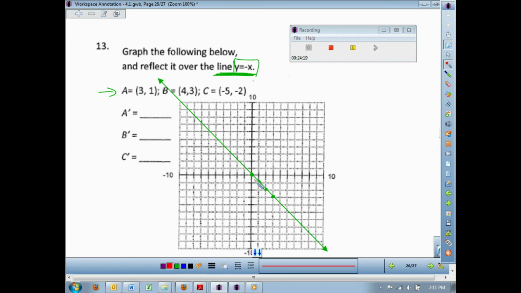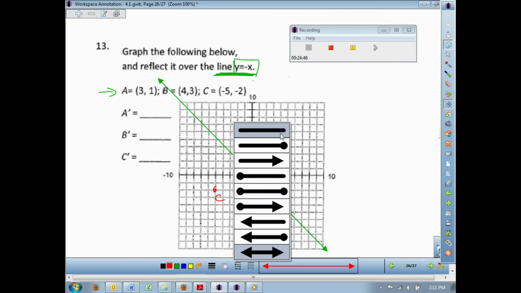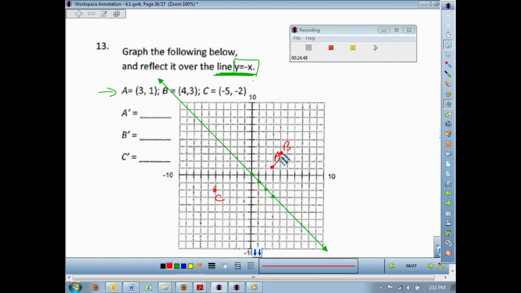So A is at 3, 1, 1, 2, 3, 1. Go ahead and put an A there. B is at 4, 3, 4, 1, 2, 3, 4, 1, 2, 3. And that's a B. And C is at -5, 1, 2, 3, 4, 5, -2. So there's C. Take your nice C. Take your straight edge and connect those together. A, B, C. Right.